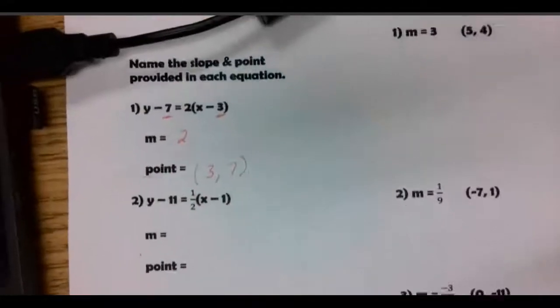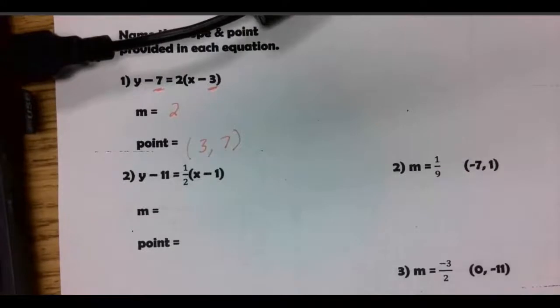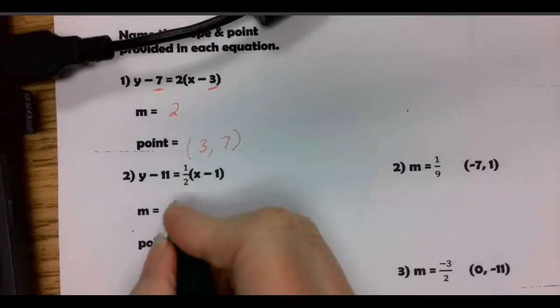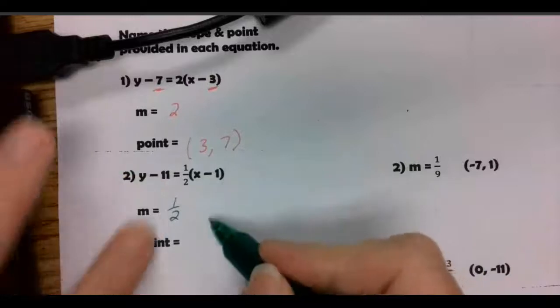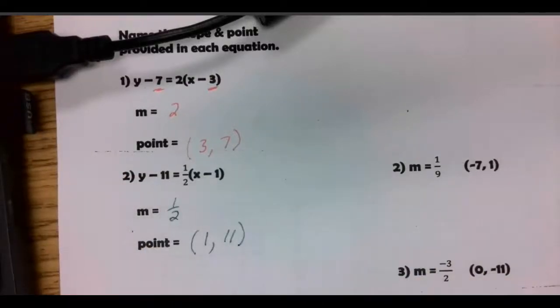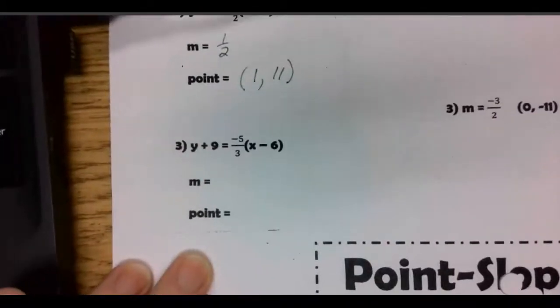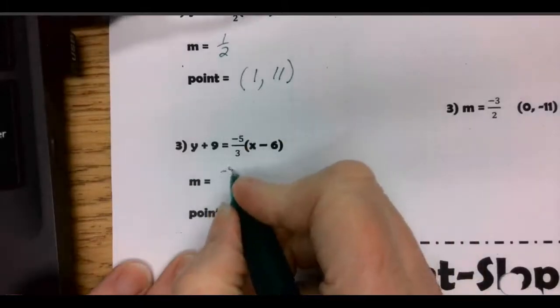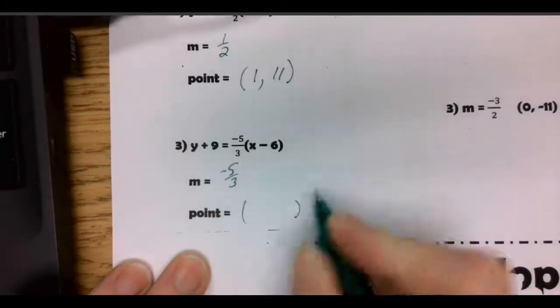Okay, look at number 2. You can tell the slope, write down the slope, you know that. Slope is 1/2, good. Now the point, again, take straight out. My x value is 1, my y value is 11. Okay, let's look at number 3. Write down the slope, you got that. -5/3.